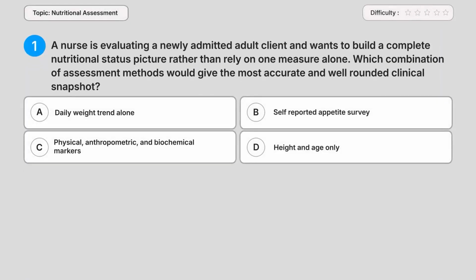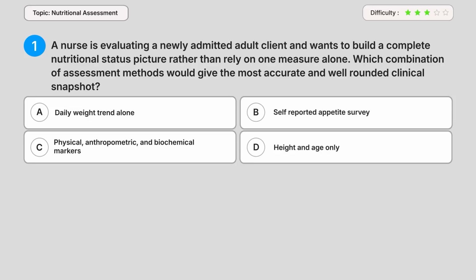1. A nurse is evaluating a newly admitted adult client and wants to build a complete nutritional status picture rather than rely on one measure alone. Which combination of assessment methods would give the most accurate and well-rounded clinical snapshot?